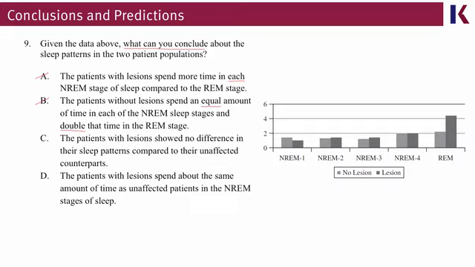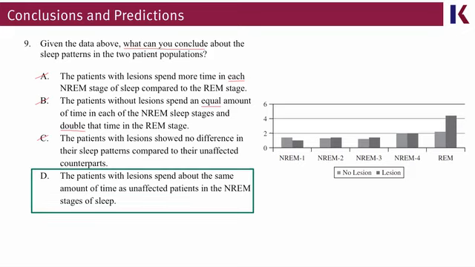Finally, answer choice C should be easy to eliminate. The bars in REM sleep, as we've identified, are not even close between these two patient populations, so there certainly is a difference between those two. Answer choice D matches very cleanly with this prediction. Indeed, the amount of time in affected versus unaffected patients in non-REM is about the same.